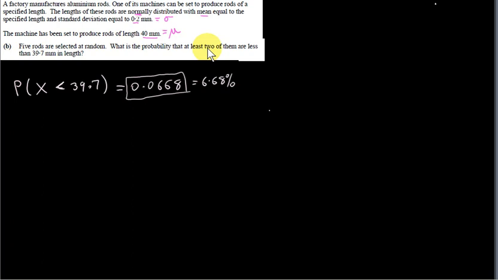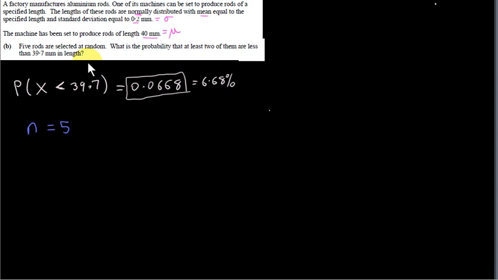B. 5 rods are selected at random. What is the probability that at least 2 of them are less than 39.7 millimeters in length? So we're dealing with a binomial distribution here. The number of rods that are selected at random is n. That's the parameter n in the binomial distribution.